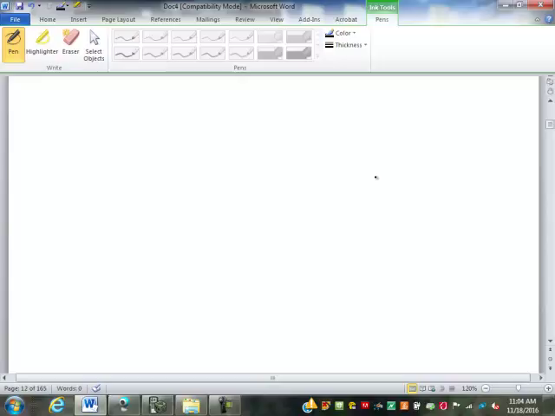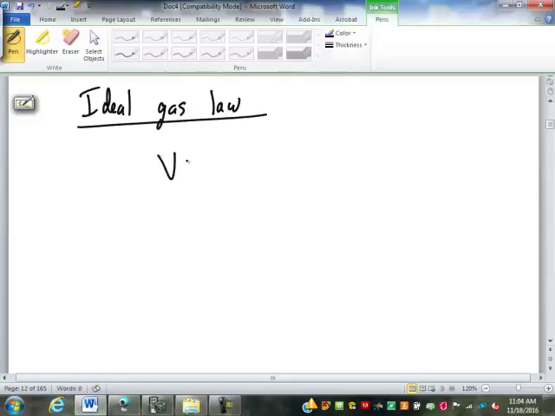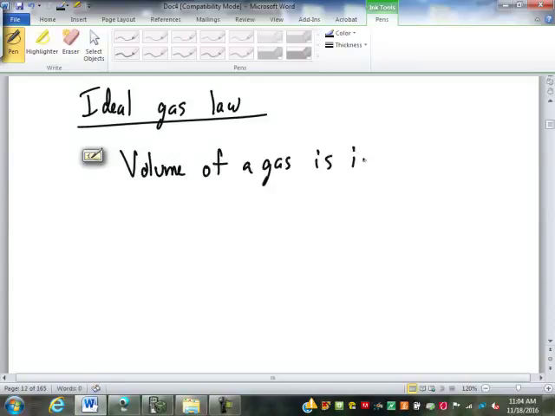One major application of inverse relationship is the ideal gas law. The ideal gas law says that the volume of a gas is inversely related to its pressure. I should just write this out in words. The volume of a gas is inversely related to the pressure.